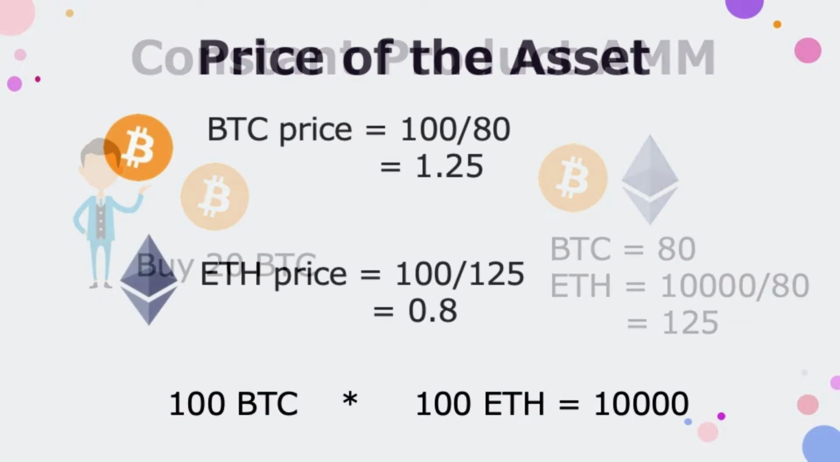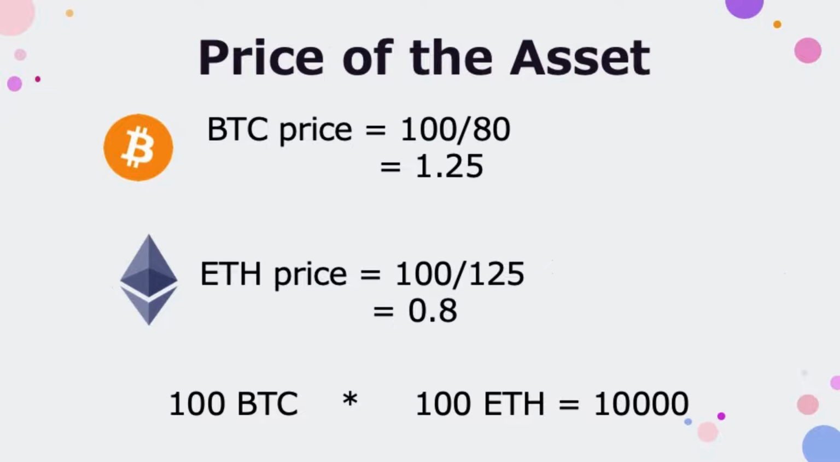Then the price of BTC will become 100 divided by 80 and yield 1.25 as compared to the initial price. On the other hand, Ether price will become 100 divided by 125 and yield 0.8. Every time Ether is bought, the price of Ether goes up as there is less Ether in the pool than before the purchase. Conversely, the price of Bitcoin goes down as there is more Bitcoin in the pool. The pool stays in constant balance, where the total value of ETH in the pool will always equal the total value of BTC in the pool.